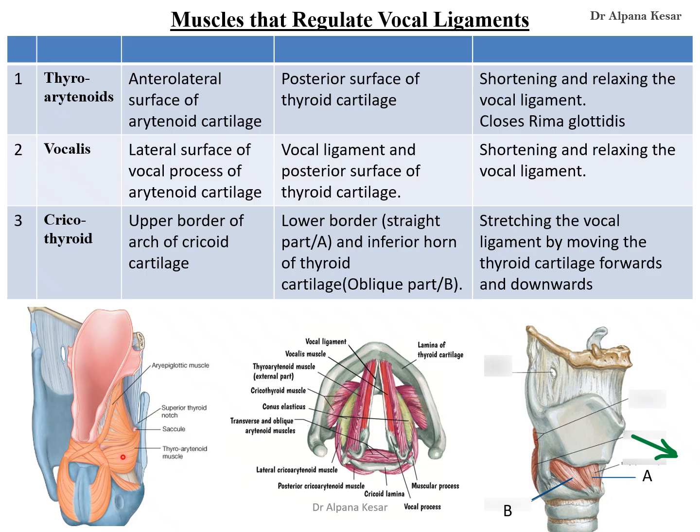This muscle is thyroarytenoid. It is attached to the anterolateral surface of the arytenoid cartilage posteriorly, and anteriorly it is attached to the posterior surface of the thyroid cartilage.